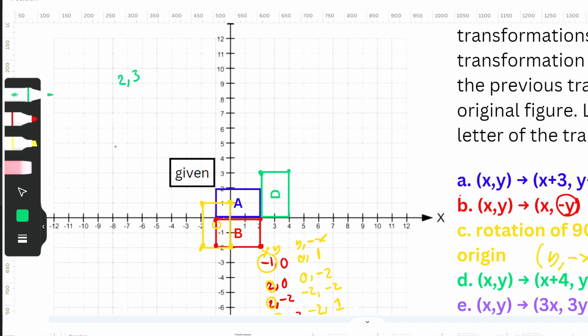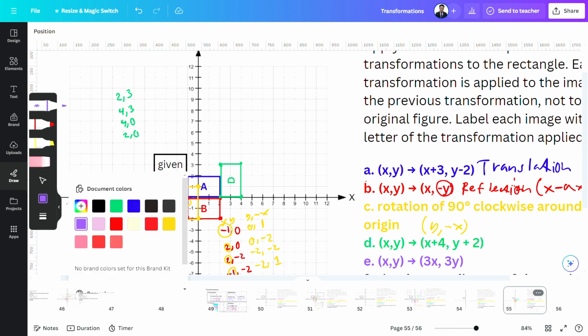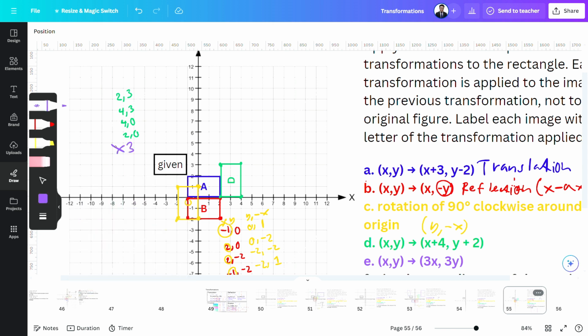Okay. How about this point here? This is 4, comma 3. How about this point here? This is 4, comma 0. And lastly, this point here is what? 2, comma 0. I hope we're still clear with this one. Now, what do we do? Since our scale factor is 3, we will just multiply everything with 3.